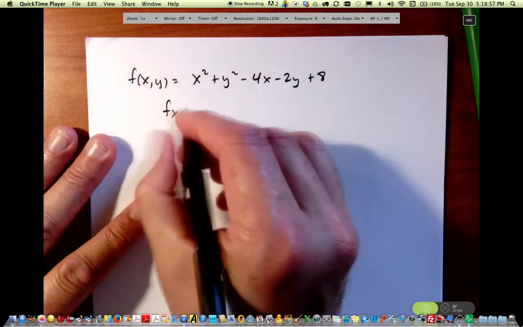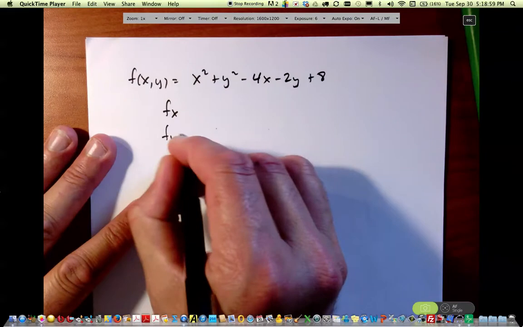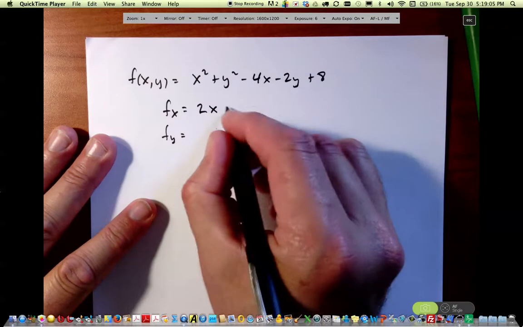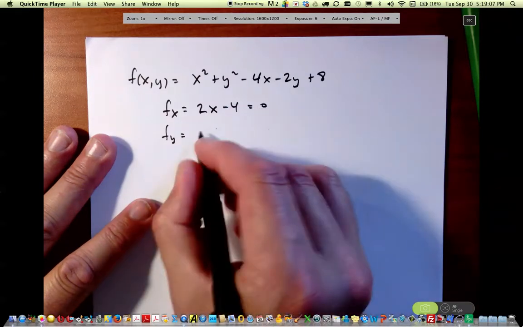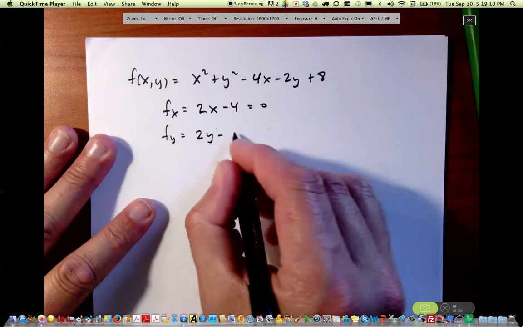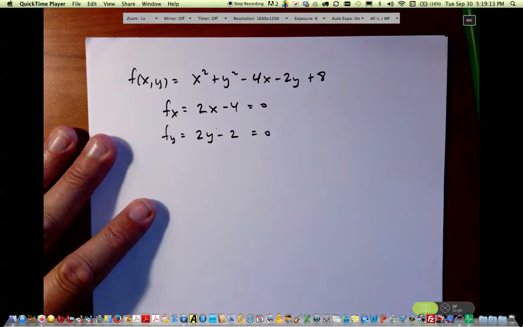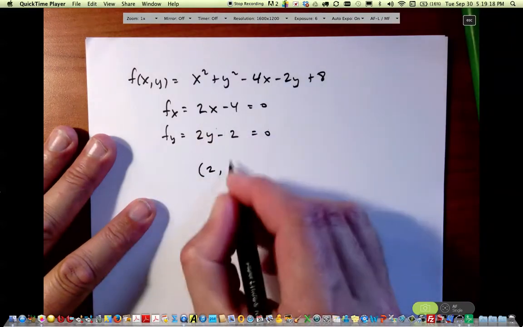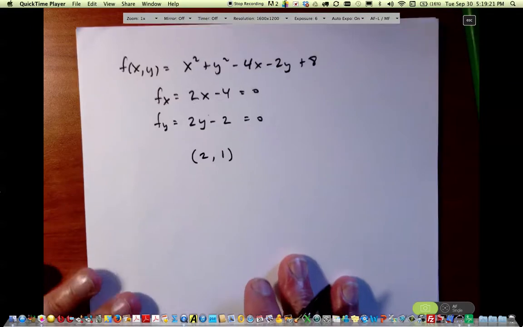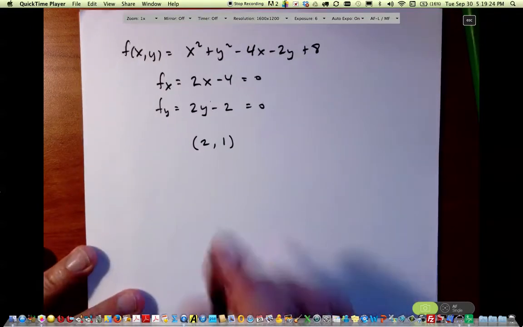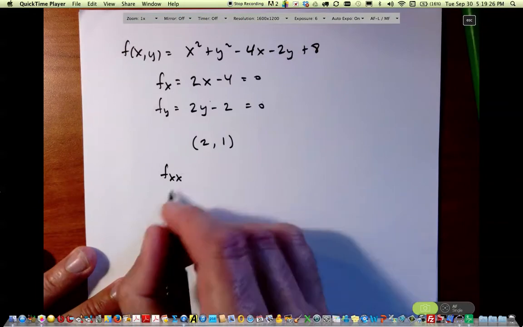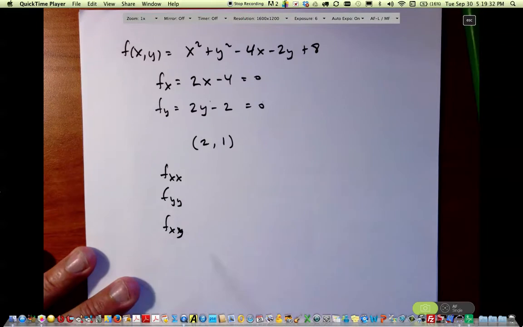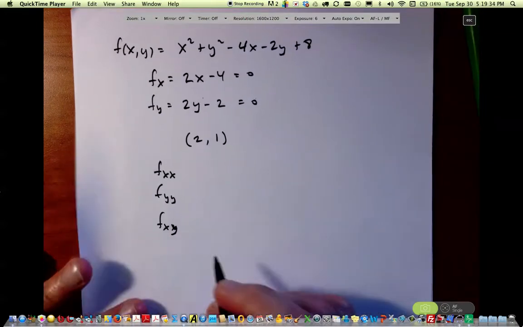But to find the critical point, we need to find out what fx and fy are. fx is going to be 2x minus 4, and we want that to be equal to 0. fy is 2y minus 2, and we want that to be 0. This is going to happen at a critical point where x is equal to 2 and y is equal to 1. Then all we have to do is find fxx, fyy, and fxy at this point, and then see what the discriminant is.